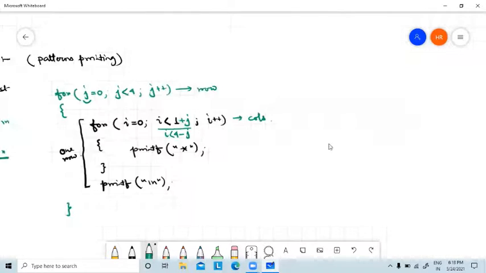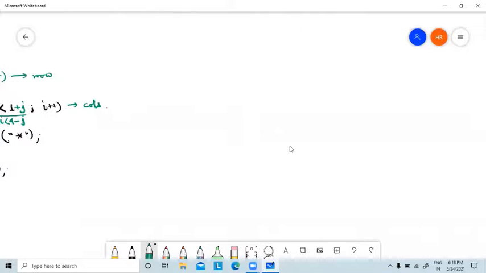Now I will go for another little bit different, or you can say little bit difficult, pattern, which is almost like this but a little bit different. Okay, now I'm going for a pattern like this.